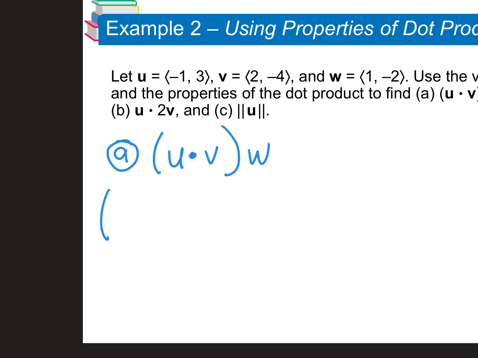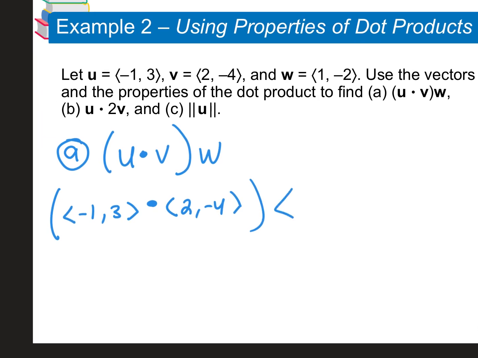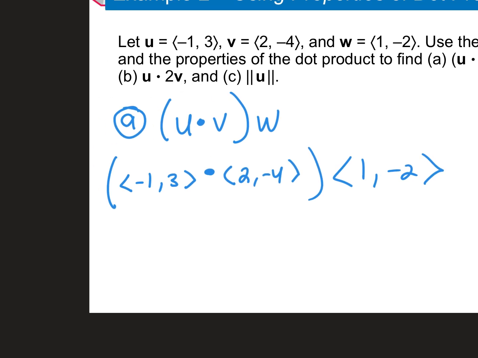So U is negative 1, 3, dot product, 2 comma negative 4. Everybody agree? And then I'm going to multiply that into 1 comma negative 2. Order of operations, guys. The first part of this question says find the dot product first. And then remember, dot product is one singular value, right?